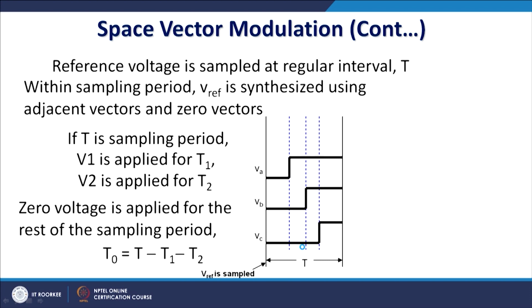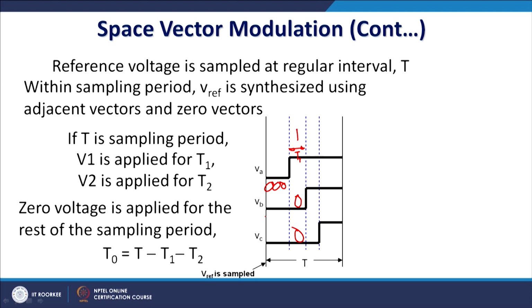Generally, we start with 0 0 0. Then for the period T1 we apply V1, that is the time T1, and you apply V1, and thus the upper switch of the phase A will be on, essentially it is 1, and this is 0 and this is 0.